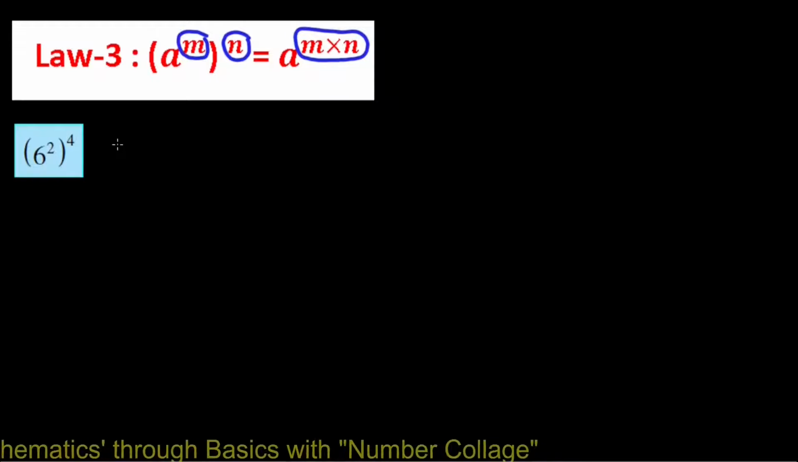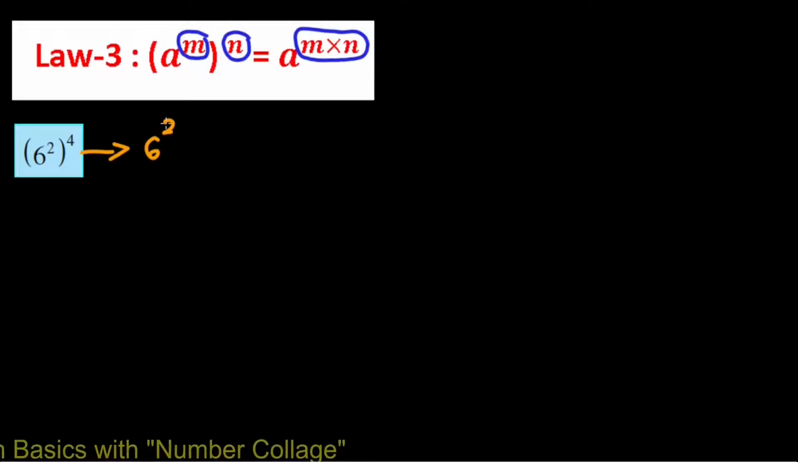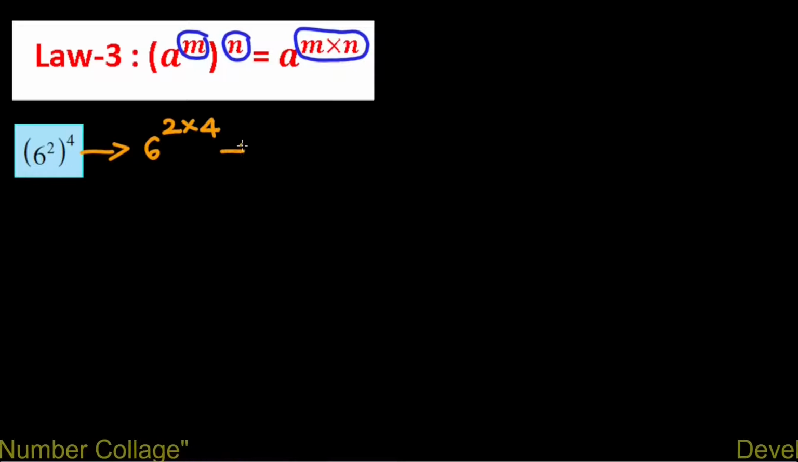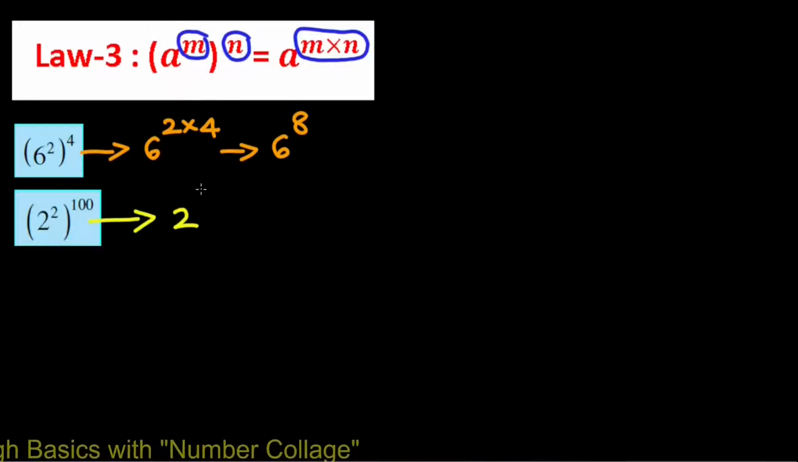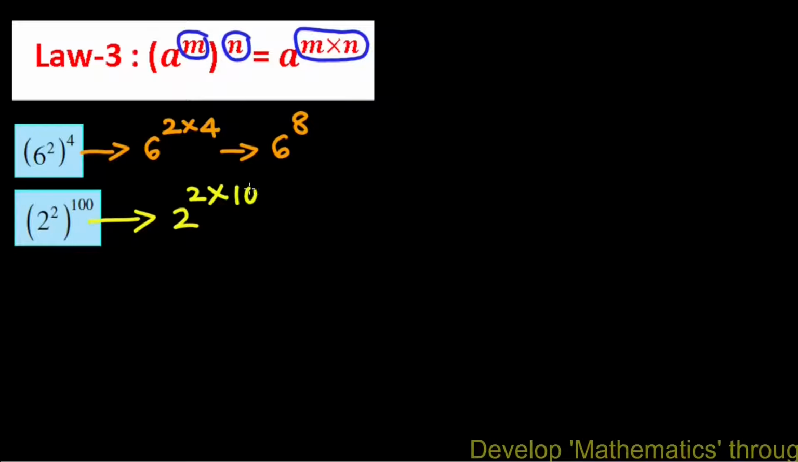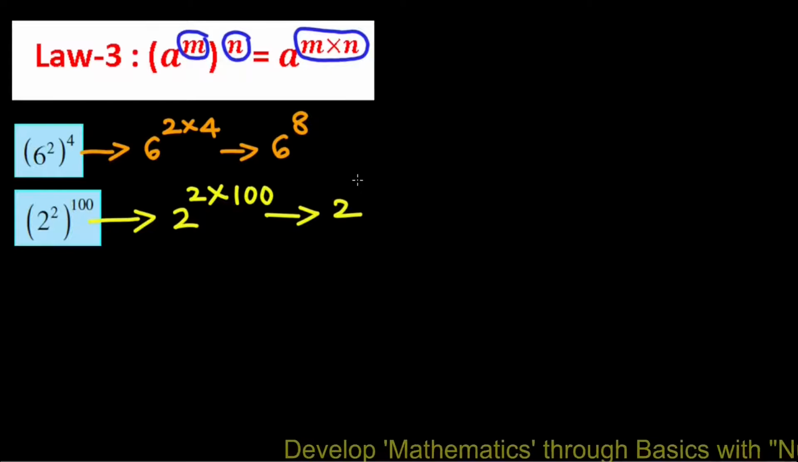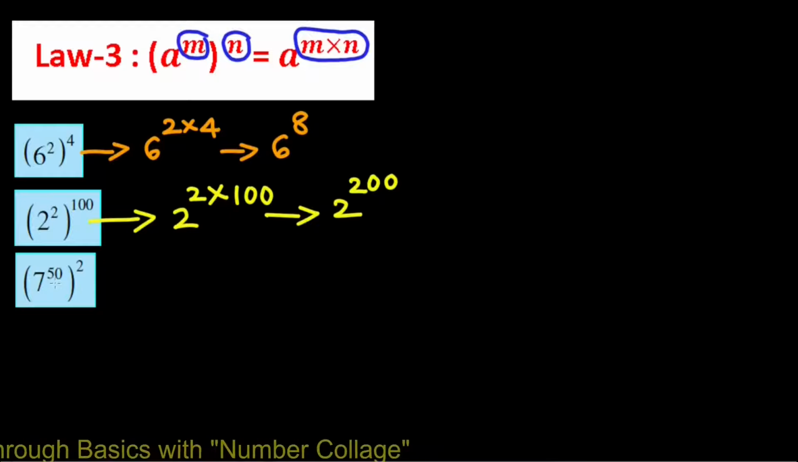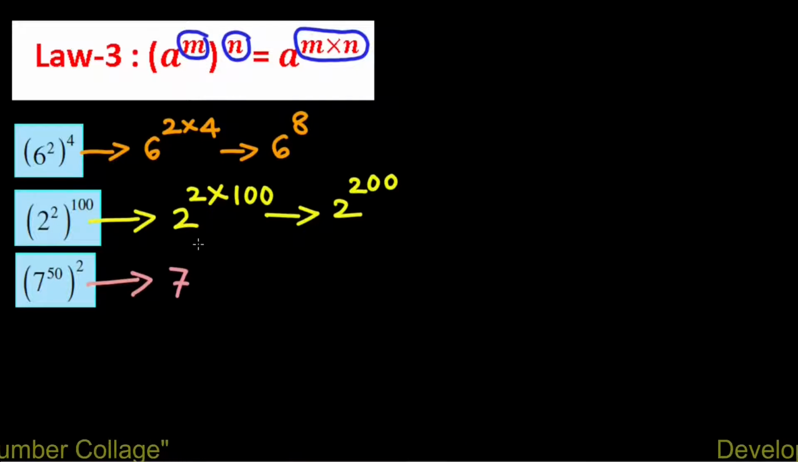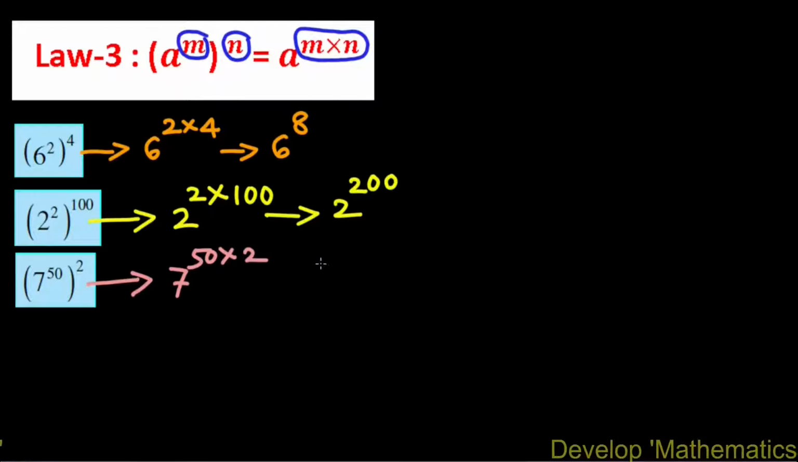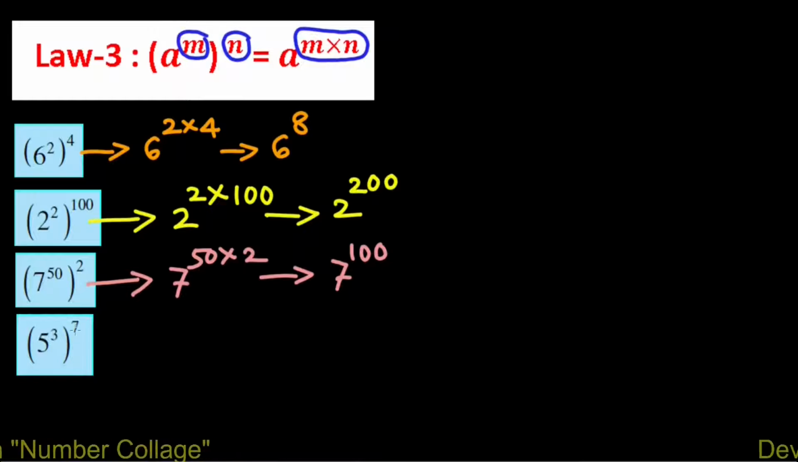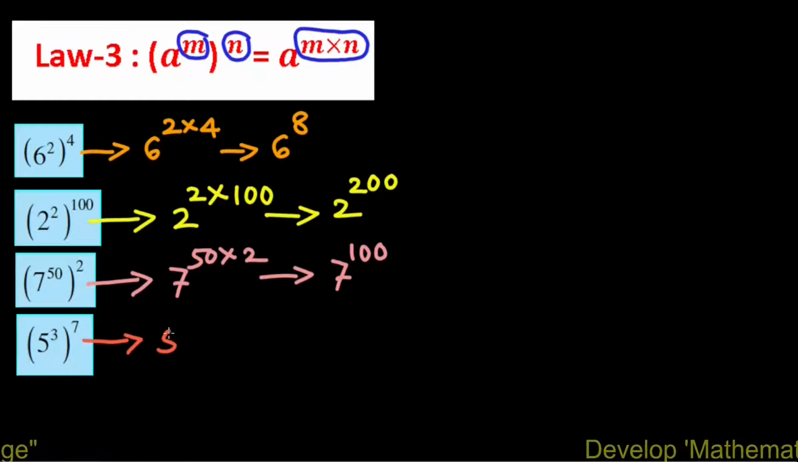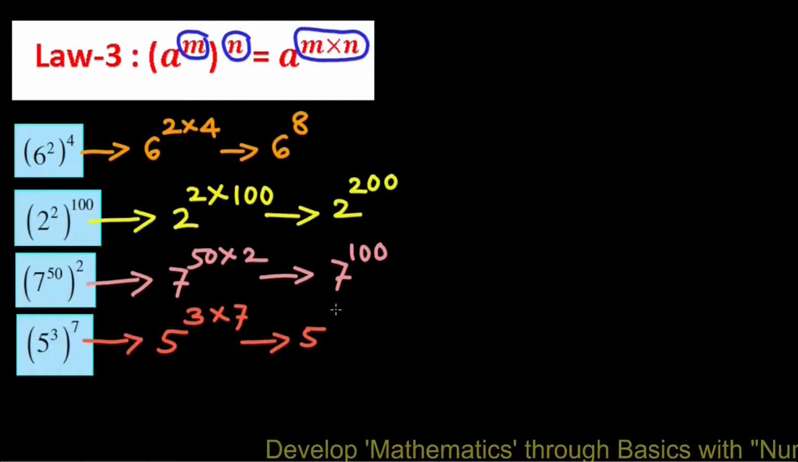6 squared raised to 4 will be 6 raised to 2 multiplied by 4. That will be 6 raised to 8. 2 squared raised to 100 will be 2 raised to 2 multiplied by 100. That will be 2 raised to 200. 7 raised to 50 squared will be 7 raised to 50 multiplied by 2. That will be 7 raised to 100. 5 cubed raised to 7 will be 5 raised to 3 multiplied by 7, which will be 5 raised to 21.